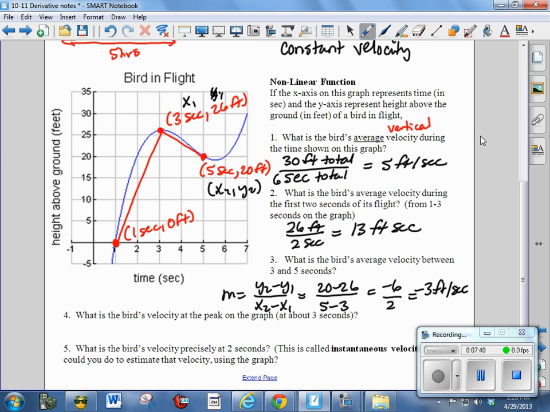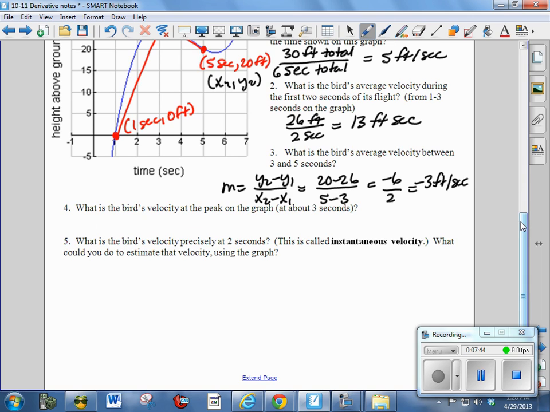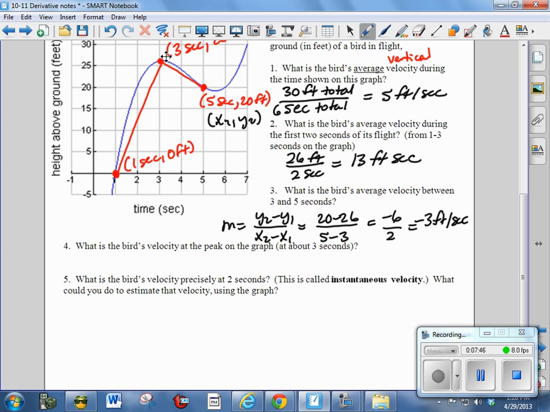Now, what happens at the very peak? So what happens right at 3 seconds? So what's the bird's velocity at the peak? Well, if it's a positive velocity going up to the peak and a negative velocity going down, what's in between positive and negative? 0. Right at the peak.